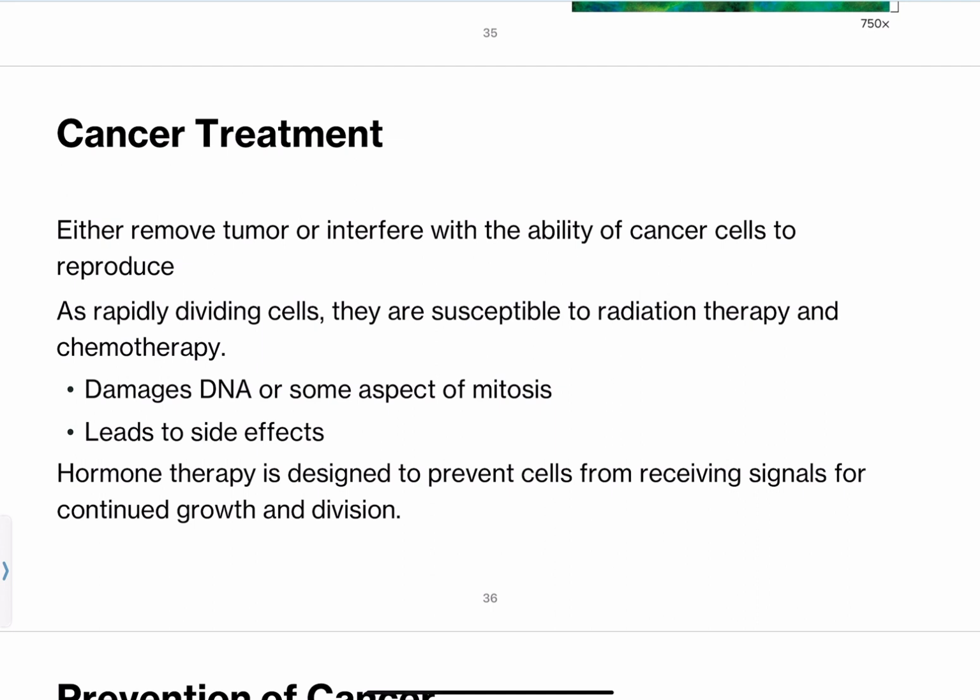So when it comes to treatment, the main goal is either to remove the tumor or stop the cancer cells from dividing. So this is where radiation and chemotherapy come in. These treatments are designed to target rapidly dividing cells, which includes cancer cells, but unfortunately they can also affect healthy cells that divide quickly, like our hair follicles or cells in our digestive tract, which is why hair loss and nausea are common side effects. Hormone therapy is another option, especially for hormone-sensitive cancers like some types of breast cancer and prostate cancer. This therapy is going to block hormones that signal cells to keep growing.